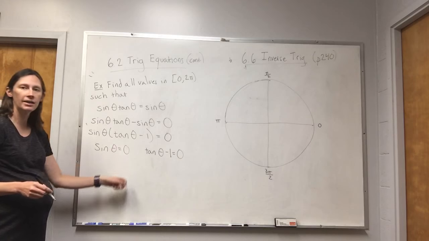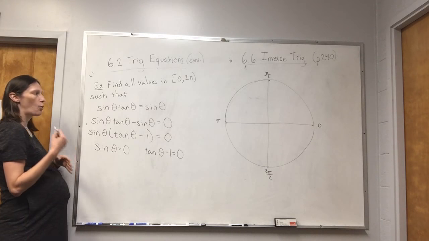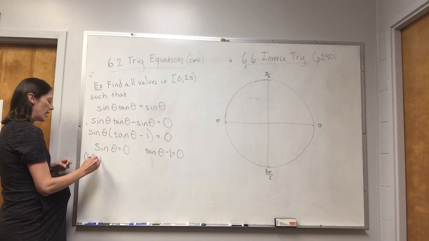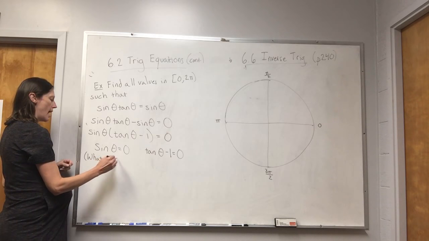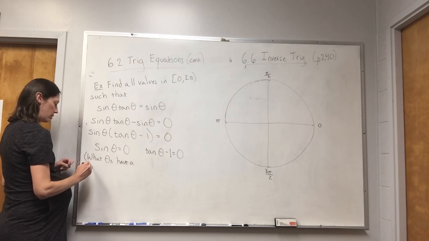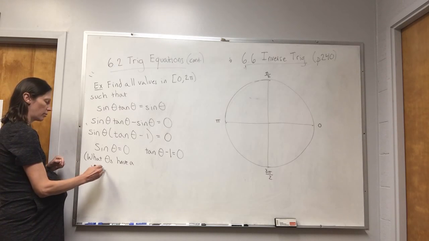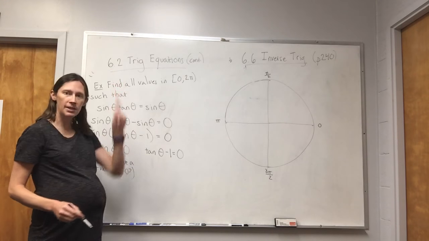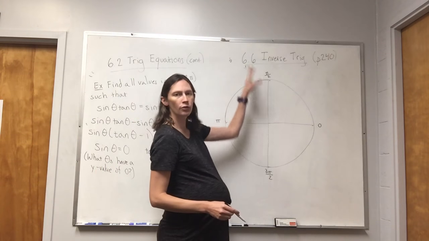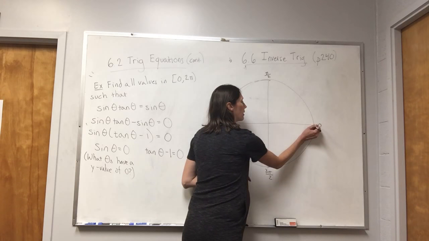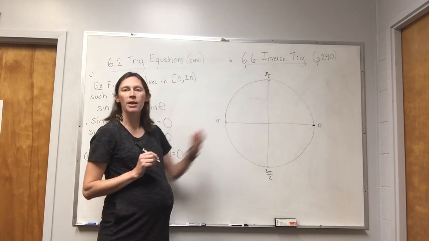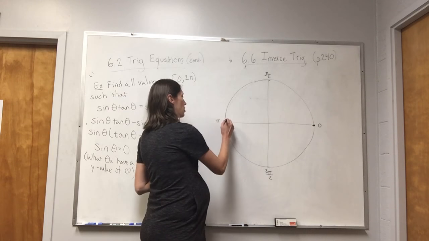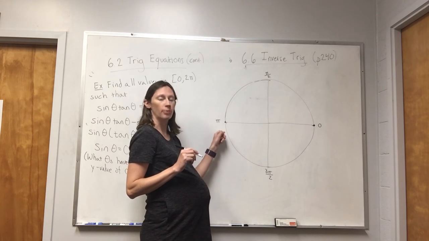So I'm asking for when is the sine of theta 0? So what angles have a y value of 0 on the unit circle? I'm just going to put that parenthetically. What thetas have a y value, because that's what sine is, it's the y value, that was from a previous video, of 0. The y value is the up-down amount, the amount we go vertically. So if I want my vertical value to be 0, I could be at this point right here, which is 0 radians, or I could be over here at pi radians.